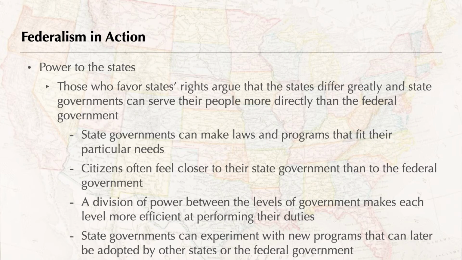Dividing power can also make it easier for each level of government to do its job. When states take responsibility for local issues such as education, job training, and transportation, the national government can then focus its attention on its major responsibilities. Finally, state governments can experiment with new programs which may later be adopted by other states or even by the national government.